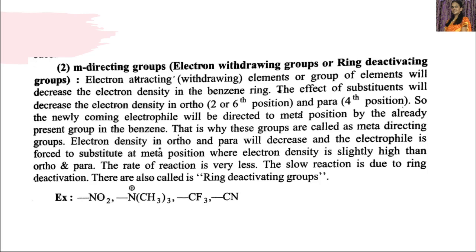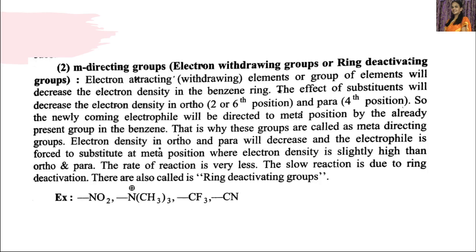So that's why these groups are called meta-directing groups. The electron density in ortho and para will be decreased, and the electrophile is forced to substitute at meta position, where the electron density is slightly greater than at ortho and para positions. So the rate of the reaction is very low, and the slow reaction is due to the ring deactivation by the already present group. These groups which deactivate the benzene ring at ortho and para positions are also called ring deactivating groups.